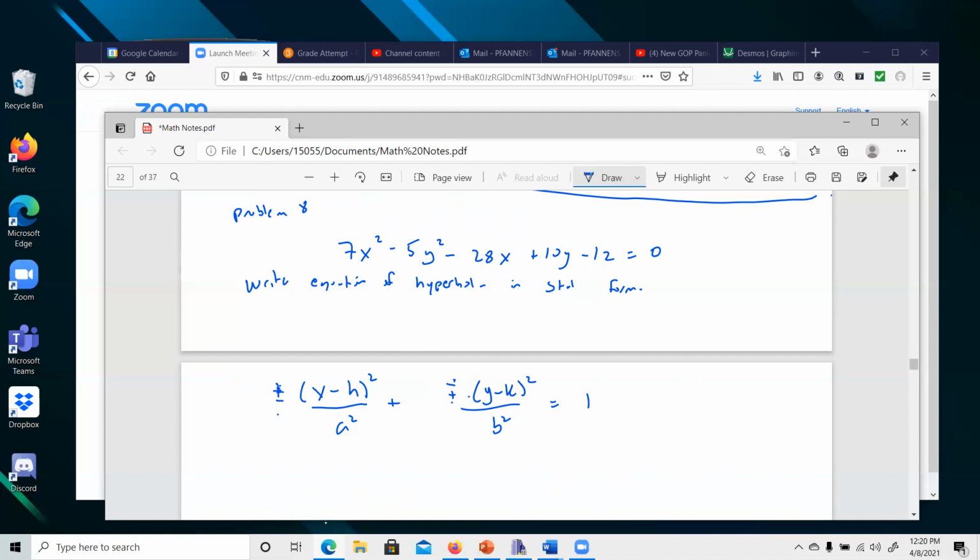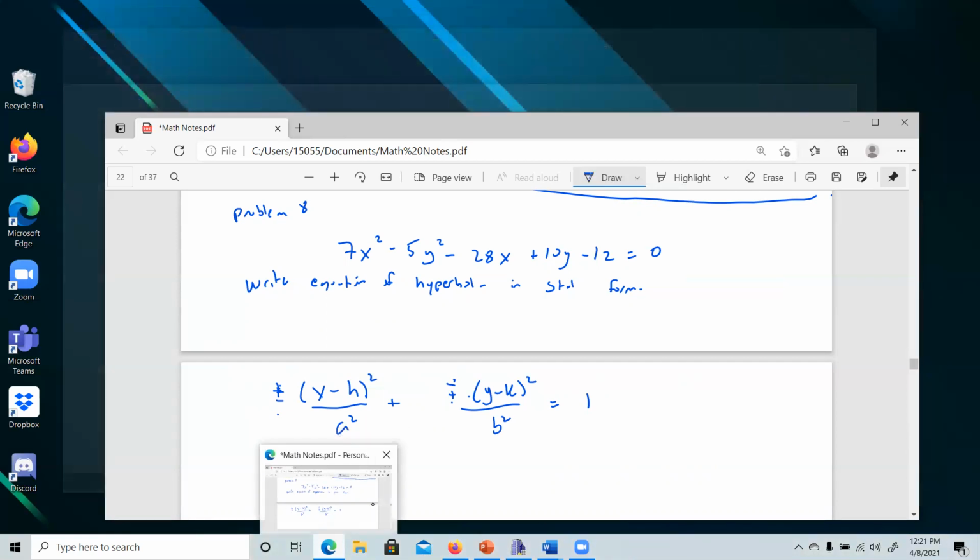And again, your book says a squared has to be the bigger one. I'm going to assume that you're good enough to swap the letters. If y happens to be the big one, you can make this one a squared and that one b squared. I'm not trying to, oh, I should have added to that one. Dang it. Oh, well.